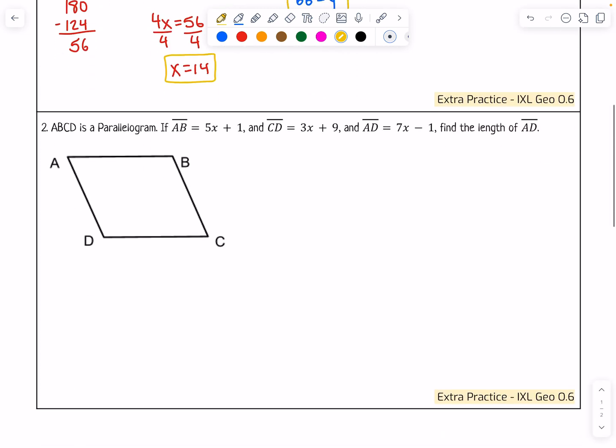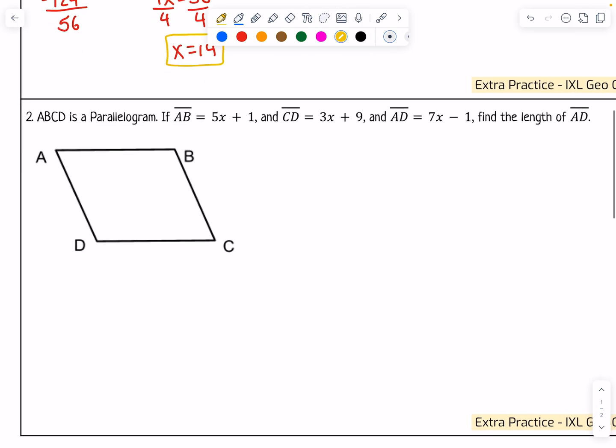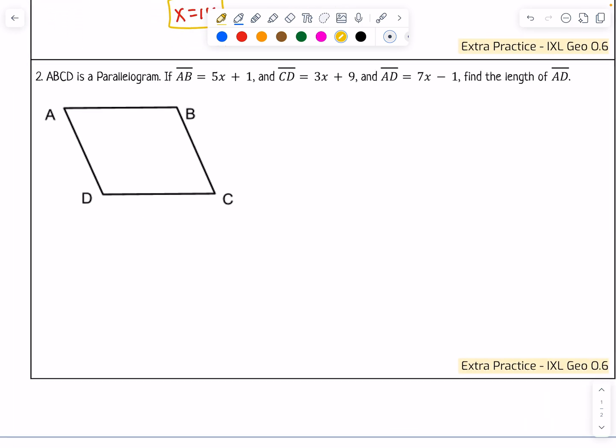So let's look at number 2. ABCD is a parallelogram if AB is 5x plus 1. So let's label side AB to be 5x plus 1. And CD is 3x plus 9. And then they gave us AD is 7x minus 1. And we want to find the length of AD.